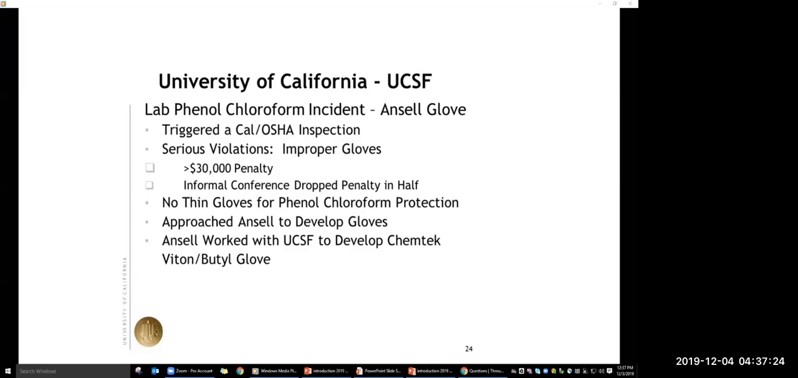This resulted in the development of the ANSO Chemtech Viton Butyl glove. This goes to show that if you work with your vendors and present an issue to them, they will try to work with you to find a solution. In this particular situation, the University of California was ANSO's largest customer in the world, so they were willing to work with us to find a solution.